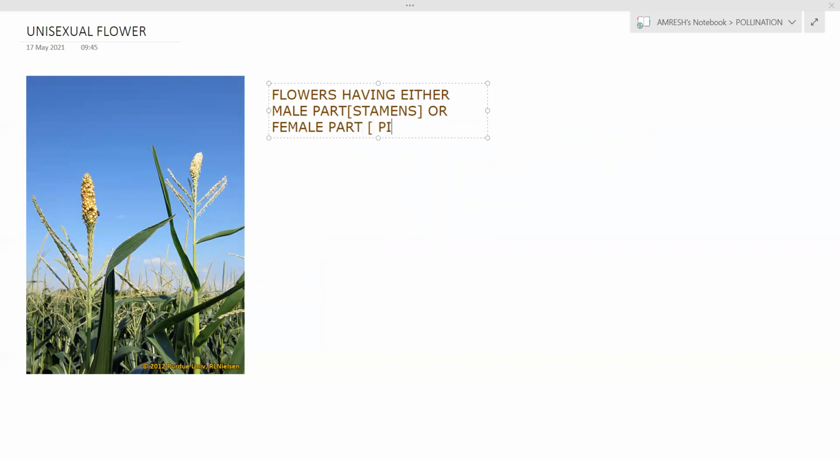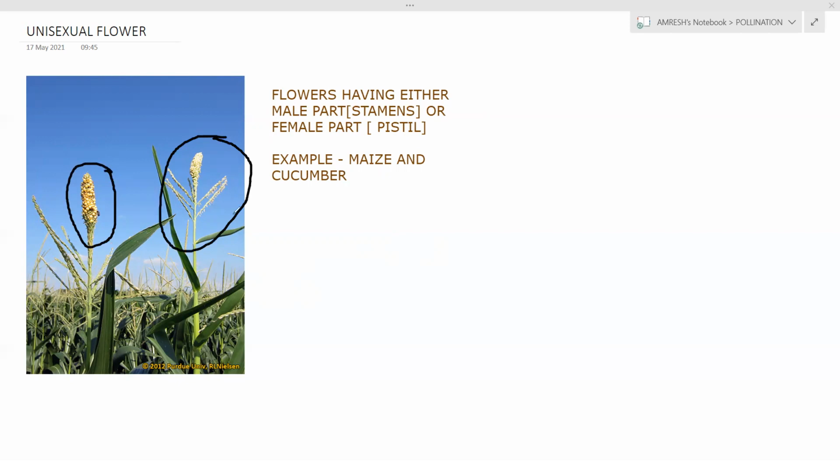These are unisexual. Example is very important. Your example is maize. I have given a photo of a maize plant. Maize and cucumber are examples of unisexual flowers. So male and female parts are found on separate flowers. You see the picture. This is your male part. This is your female part. They are present on separate flowers. So they are unisexual flowers.